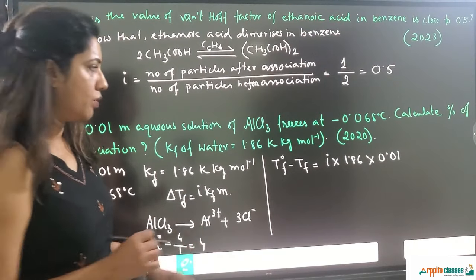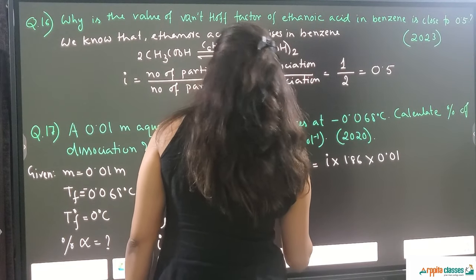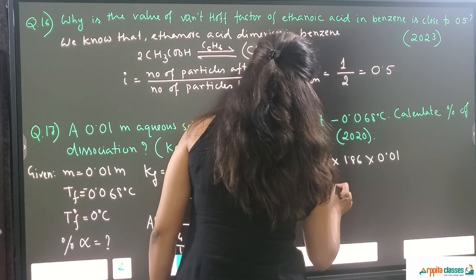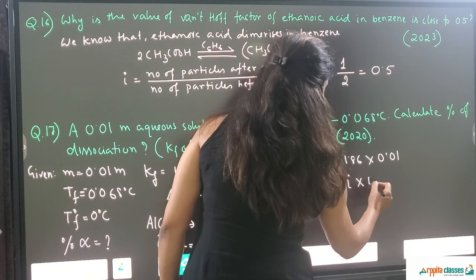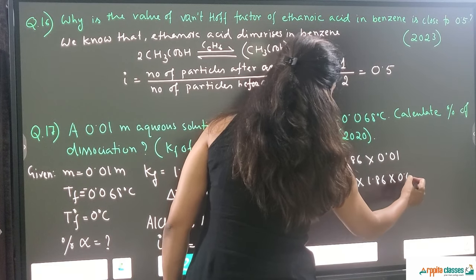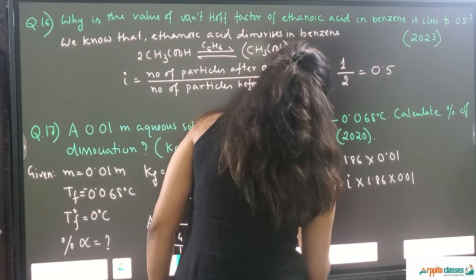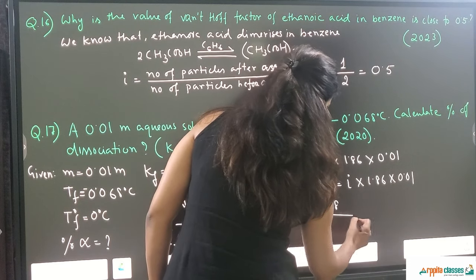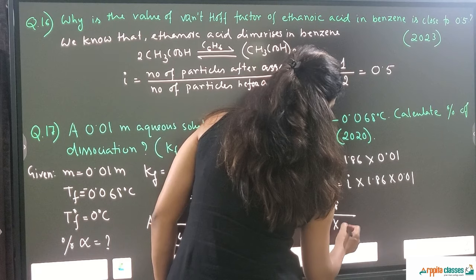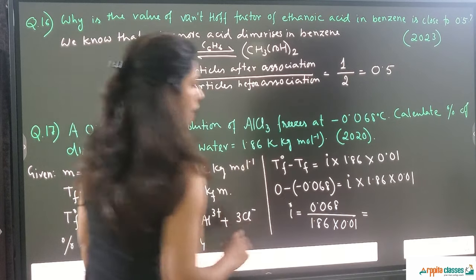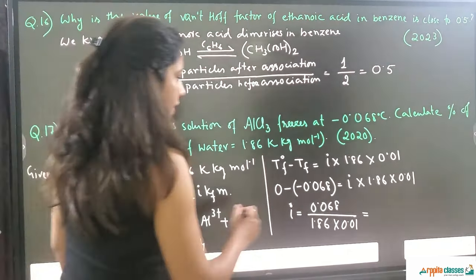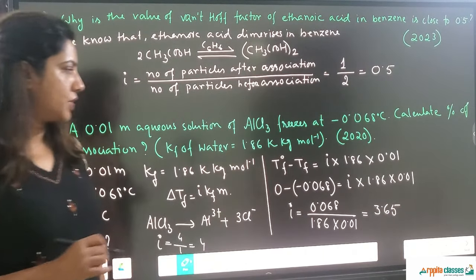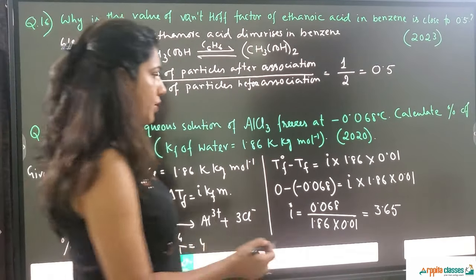From here we'll get the value of i first. This is T naught f, your 0 degrees centigrade, minus 0.068 is equal to i into 1.86 into 0.01. So from here we get i is equal to 0.068 divided by 1.86 into 0.01. We have to calculate this value to get the value of alpha. I calculated the value of i comes 3.65 here. Now since it is dissociation, we have to use a formula for dissociation.